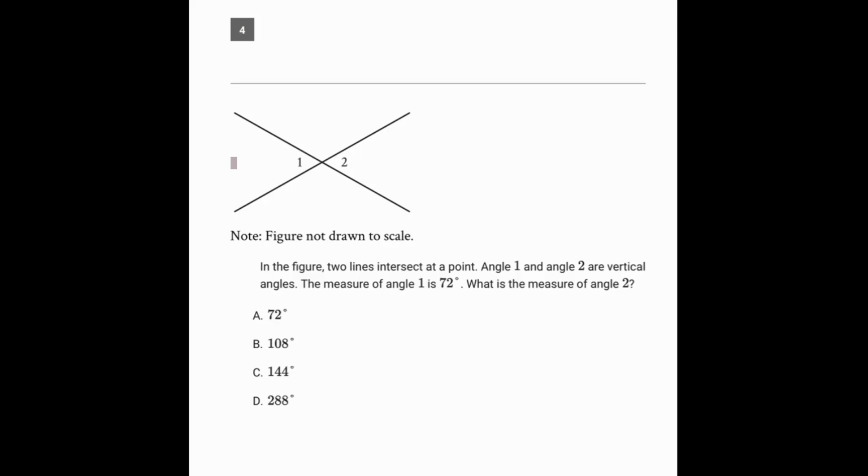Now question number 4 is asking us about vertical angles. And those would be angles in this type of arrangement, like angles 1 and 2 here. And we need to know that vertical angles are congruent. In other words, they have equal measures to one another. So angle 1 is equal to angle 2. So the measure of angle 1 is equal to the measure of angle 2. If angle 1 measures 72 degrees, then so will angle 2. And that's answer choice A here.